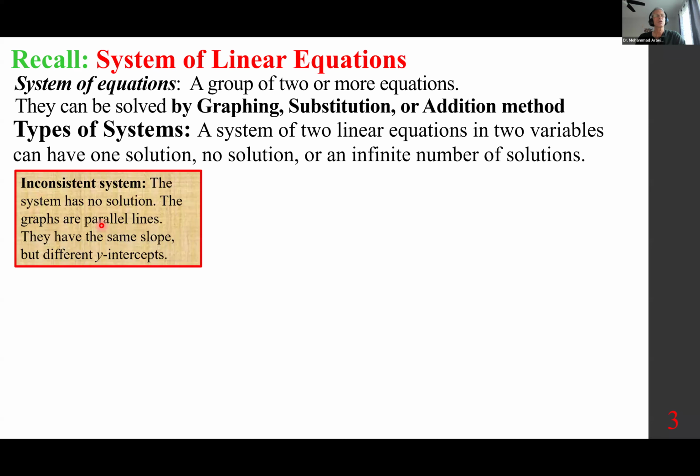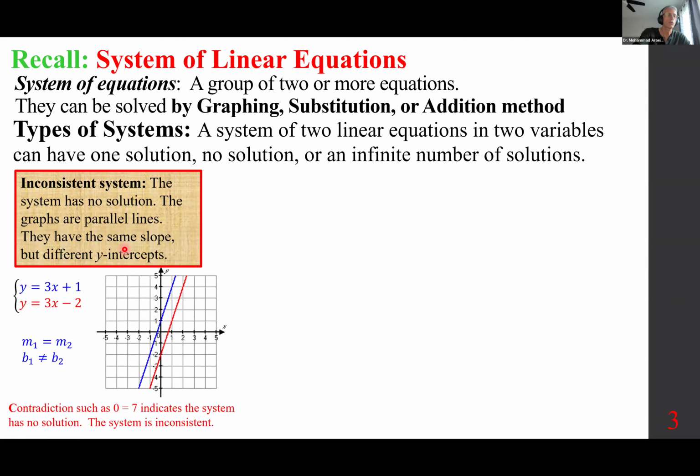The graphs are parallel lines. They have the same slope, but different y-intercepts. We have equal slopes, different y-intercepts. If we solve them, we end up with a contradiction such as 0 equals 7, which indicates there is no solution. It's an inconsistent system.